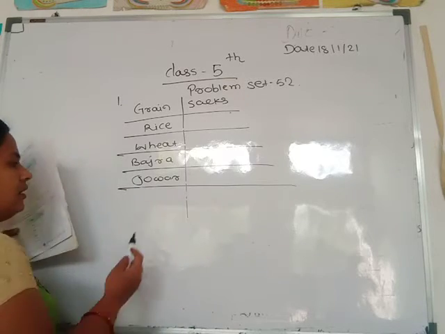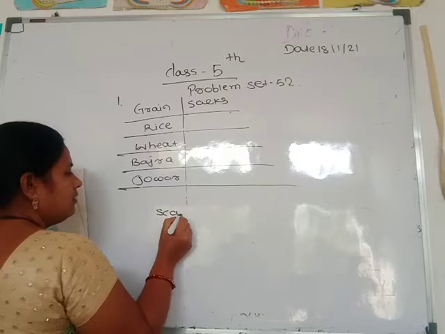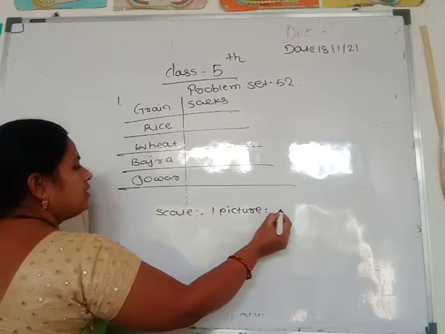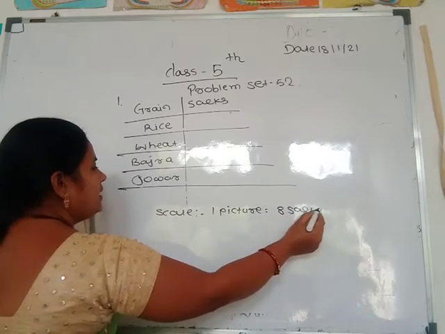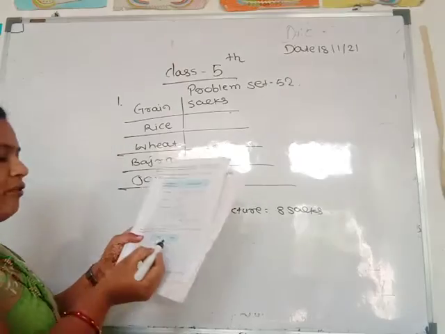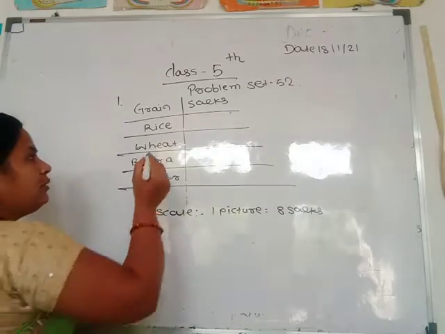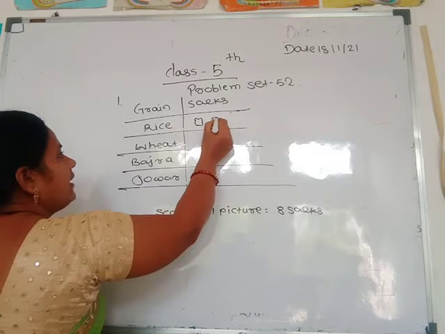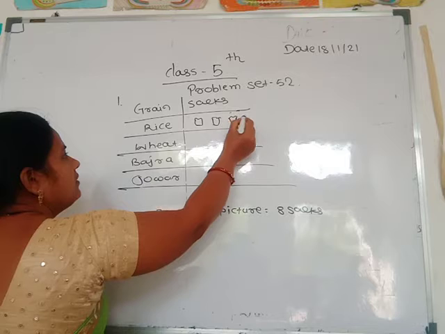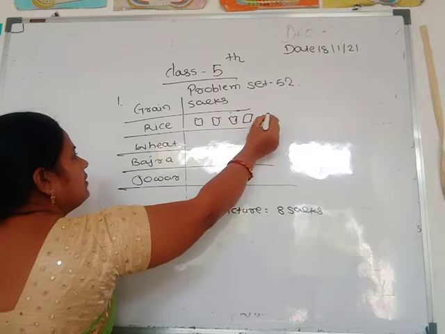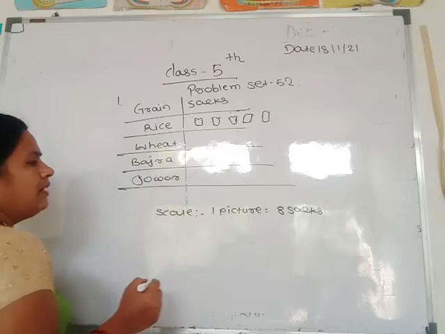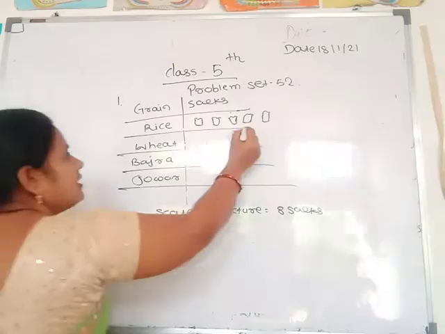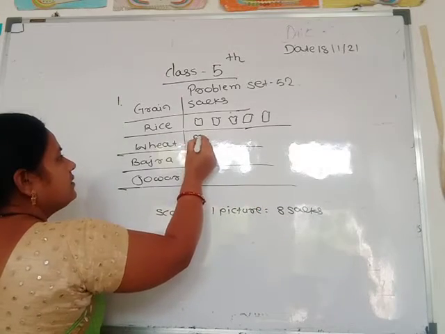Then you write here scale. What scale? One picture is equal to 8 sacks. How many sacks? 8 sacks. Then here 40. 40 means 5 sacks. Then you draw pictures of these sacks. How many? 5. Then second one, see wheat 56. 56 means 7. You draw 7 sacks here.